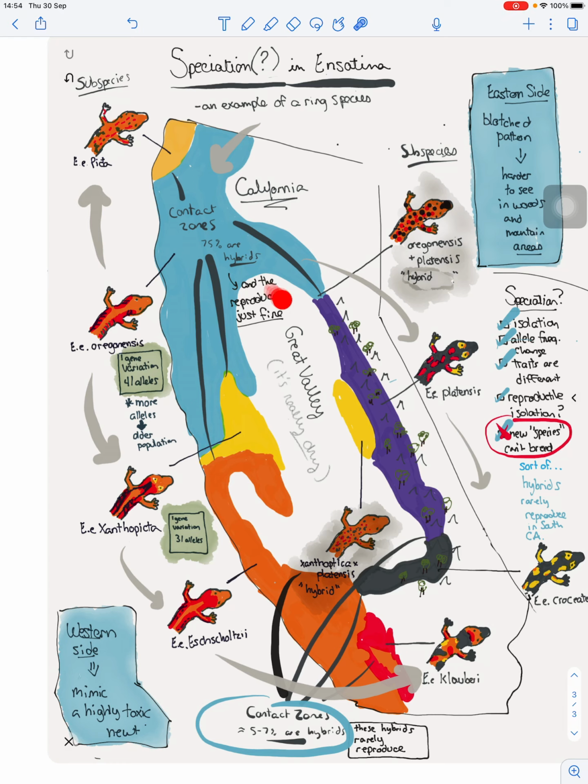And found that the Great Valley here, it's really, really dry, and salamanders don't necessarily go there. So it's a natural block, right? A geographical isolation in a sense that the ones over here and here rarely have a chance to reproduce, okay?